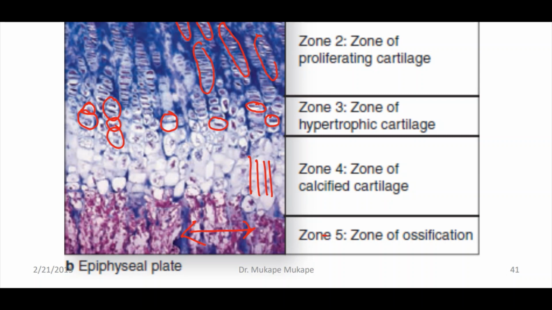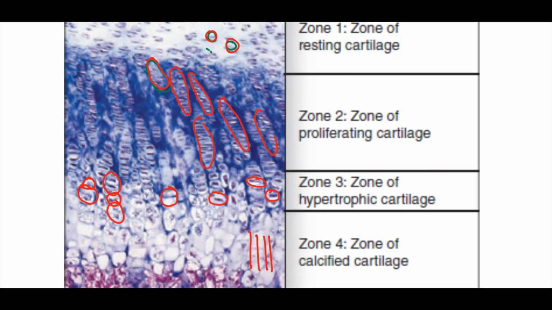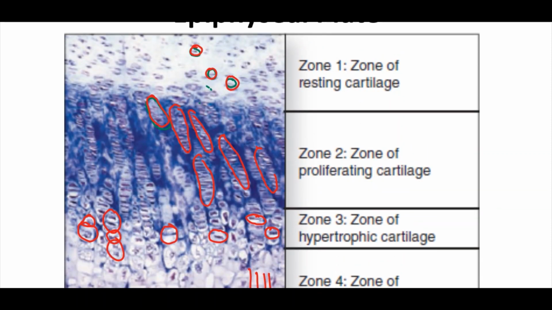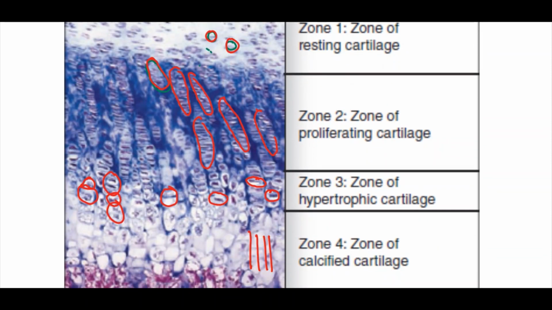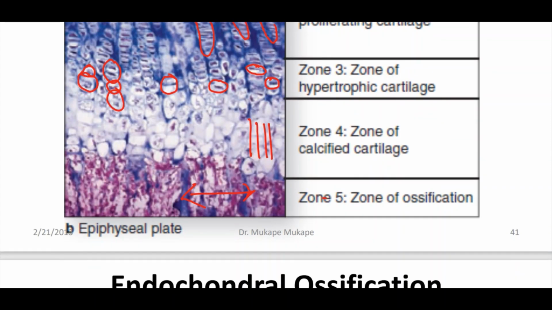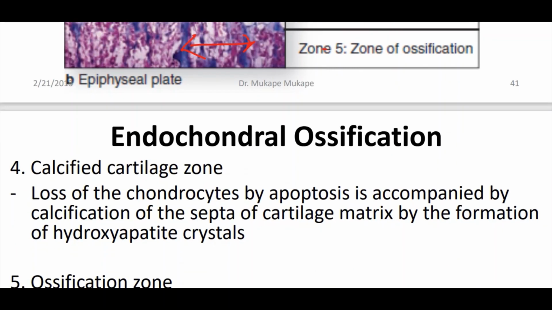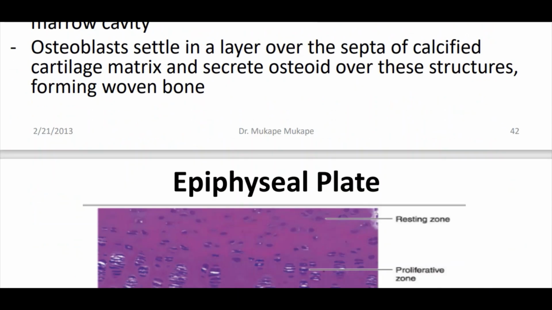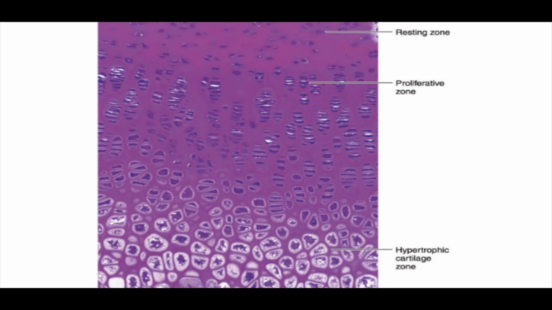So you need to know these 5 zones, because they are very important. 5 zones of the growth plate, or the epiphyseal plate. It comes in exams. So zone 1, resting zone. Zone 2, zone of proliferating cartilage. Zone 3, zone of hypertrophic cartilage. Zone 4, zone of calcified cartilage. Zone 5, zone of ossification. Very important. This slide is showing the same thing.